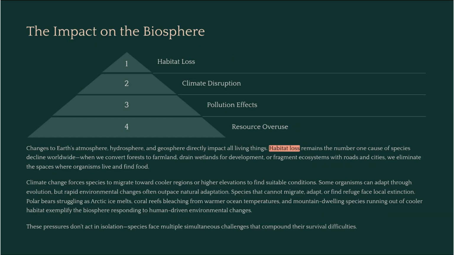All these changes to the land, water, and air have a direct impact on the biosphere, all living things. Habitat loss is the single biggest threat to species today, whether it's from clearing land or polluting a river. But climate change adds another layer of stress. When temperatures or rainfall patterns shift rapidly, many species can't adapt fast enough, forcing them to migrate or, tragically, face extinction.